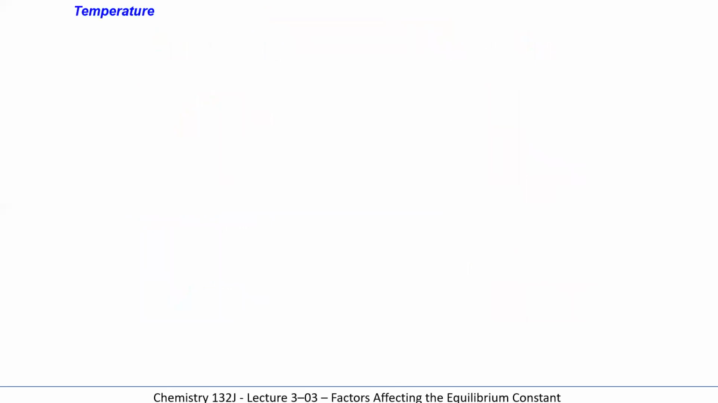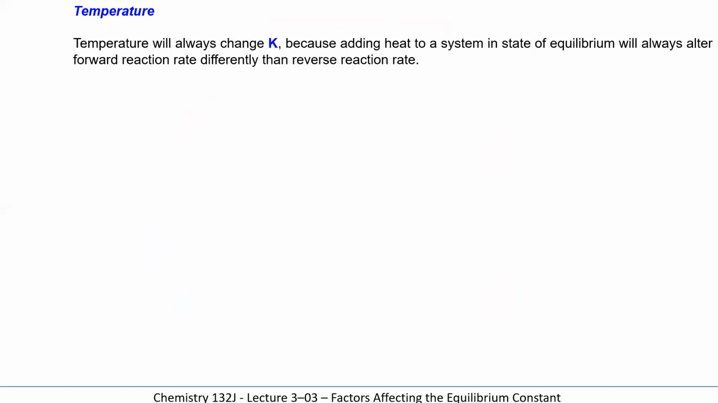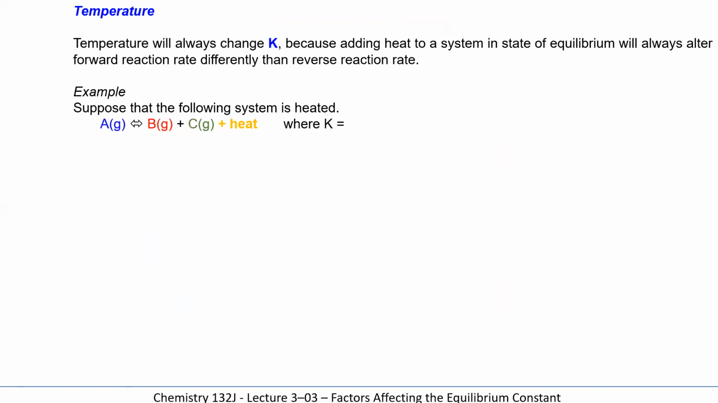So we've established how Le Chatelier's principle is applied to equilibria that have been stressed. Now, temperature will always change the value of K, because adding heat to a system in a state of equilibrium will always alter one rate differently than the other, depending on which side the heat is on.